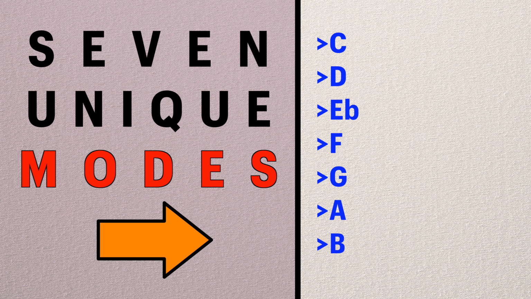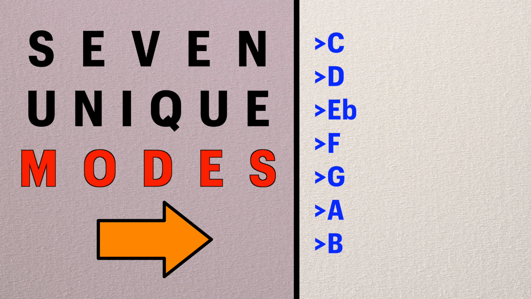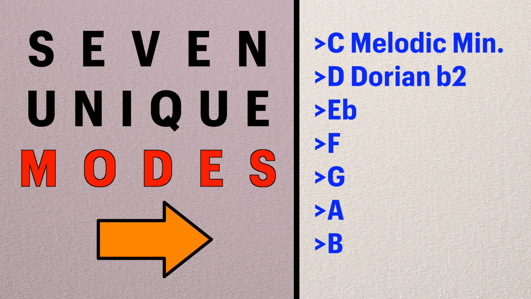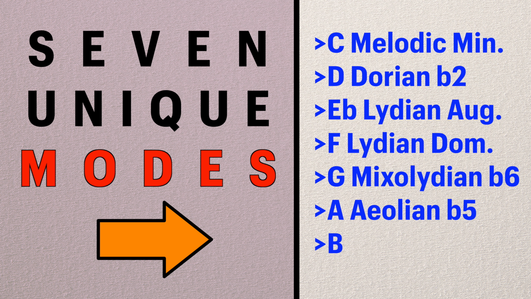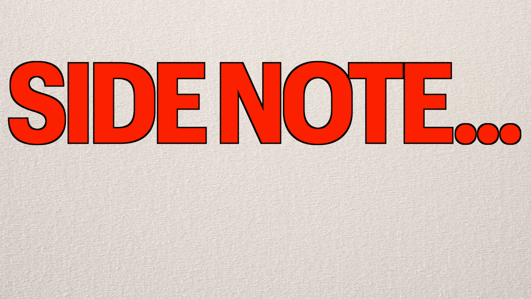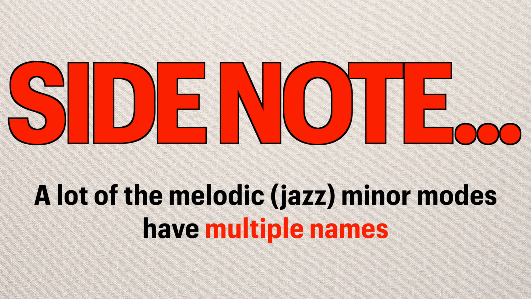The 7 modes of the melodic minor scale are C melodic minor, D Dorian flat 2, E flat Lydian augmented, F Lydian dominant, G Mixolydian flat 6, A Aeolian flat 5, and B Superlocrian. As a side note, a lot of the names for these melodic minor modes are pretty flexible, and occasionally they might be referred to as other things, depending on who you're talking to.